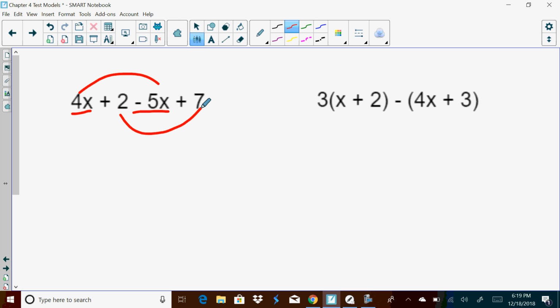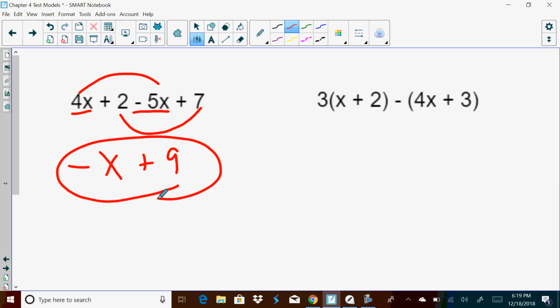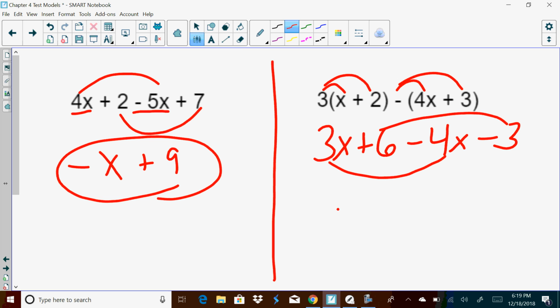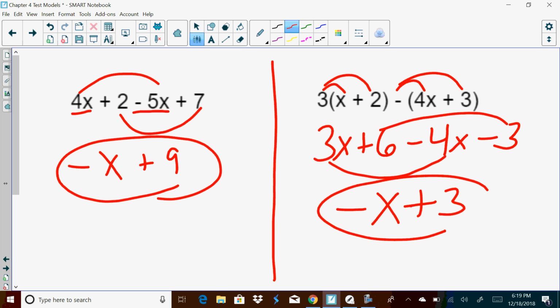So the next set of problems says to simplify. So we did that a little bit. So I'm going to add together my x's, my numbers. So I get 4 minus 5, which is a negative x, and 2 plus 7, which is 9. For the second example, I have to distribute the 3 and the negative. So I get 3x plus 6 minus 4x minus 3. I combine like terms, so I do 3x minus 4x, which is negative x, and 6 minus 3 is 3. So I get negative x plus 3.